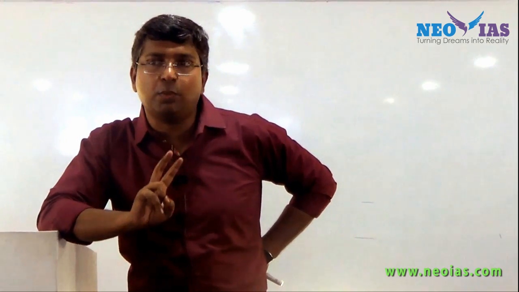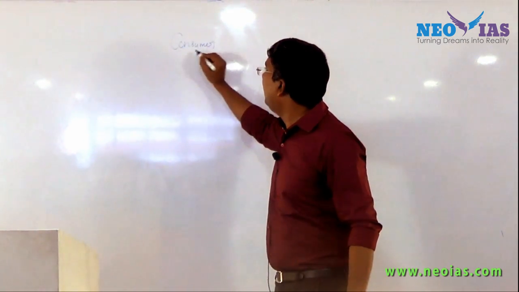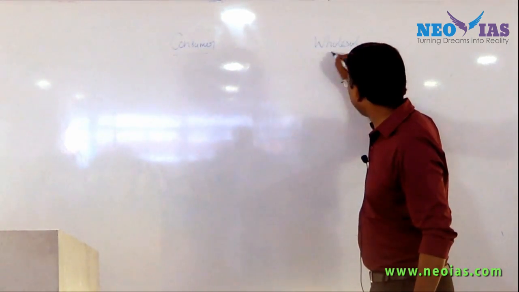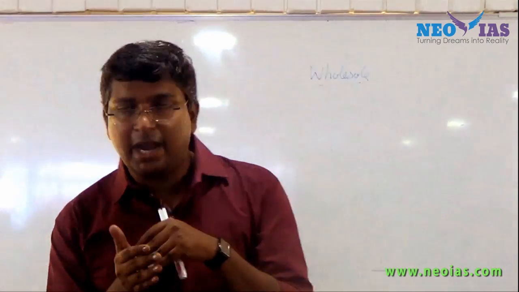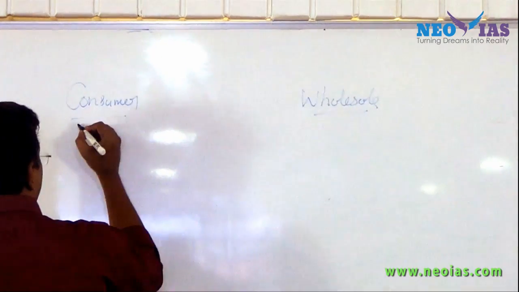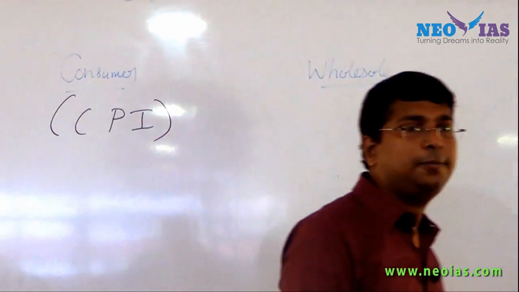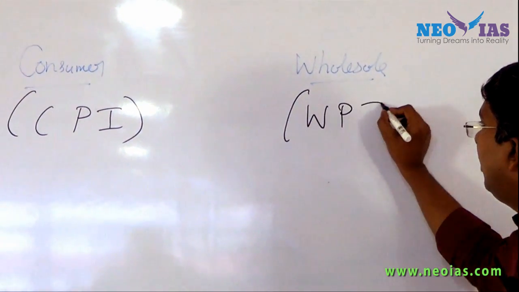We construct two important indices. What index? Price index. One at the consumer level, and the other at the wholesale level. The price index which we construct at the consumer level is what is called CPI, consumer price index. At the wholesale level it is wholesale price index.